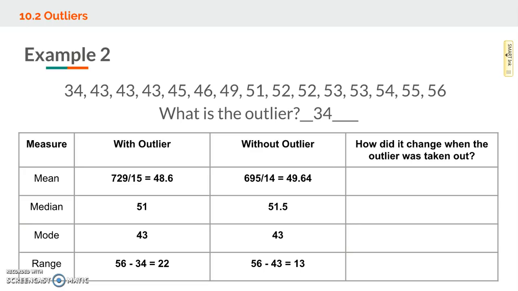All right, and how did it change when the outlier was taken out? We're going to go ahead and subtract those. So according to our mean, we went up 1.04, right, with our mean. Our median, we added 0.5. Our mode, there was no change. And in the range, we went down 9.